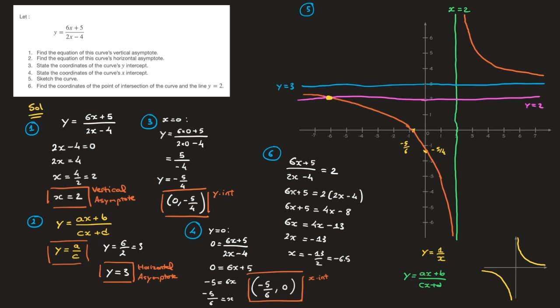But what about the y-coordinate? Well, since this is the intersection point of the curve and the line y equals 2, the y-coordinate must be 2. And so we can go ahead and state that that point has coordinates (-6.5, 2). And we're done. We've just completed this exam-style question in which we've covered many of the fundamentals for rational functions like the one we have here. And that's it for this tutorial.